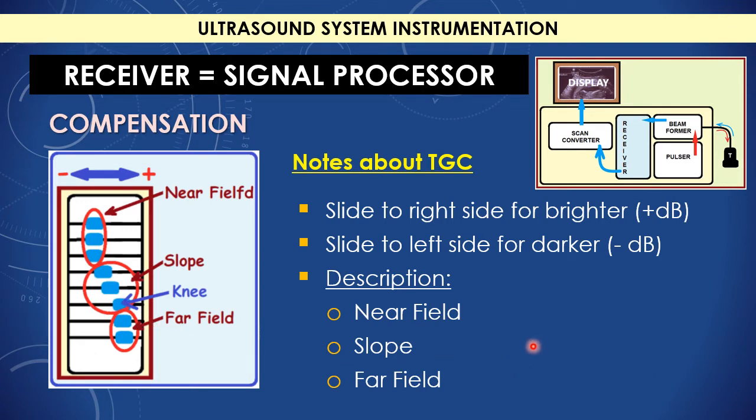So this is the description of the TGC controls. If I slide them to the right side, your right hand side, I'm getting plus decibels. If I slide it to the left, I lower the decibel. So increasing the decibel to the right side, sliding it to the left, I'm lowering the decibels, right? So making it brighter, darker, brighter, darker.